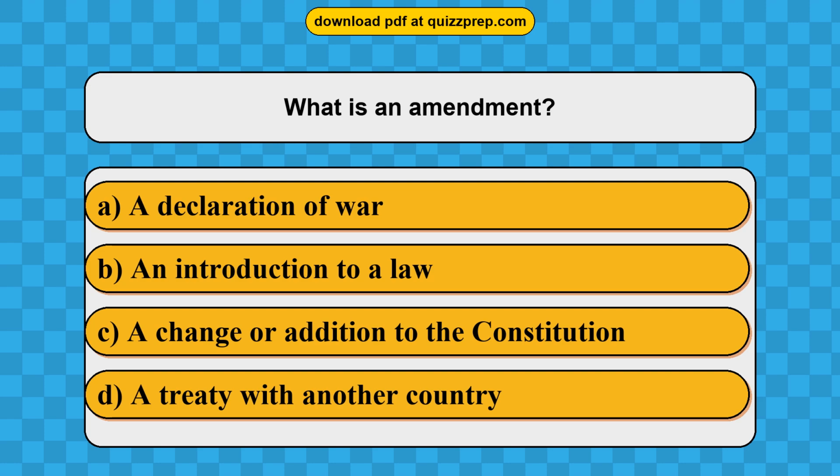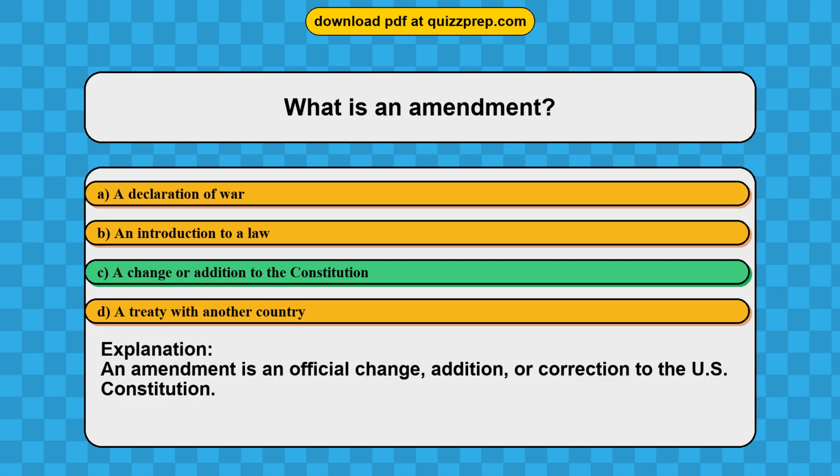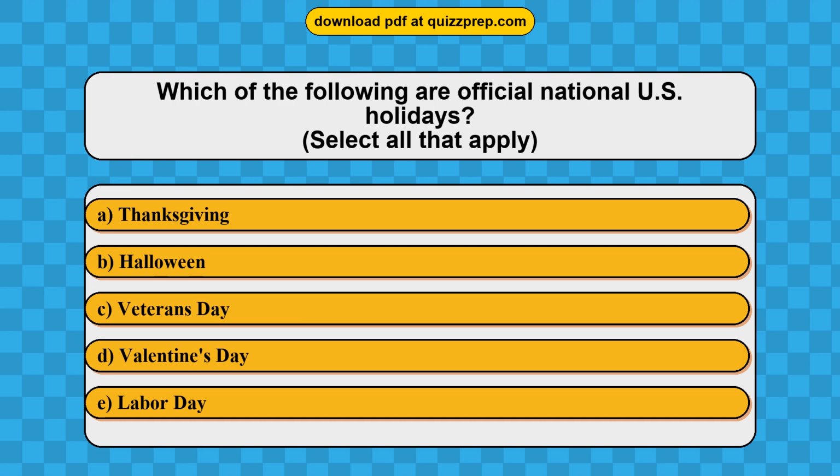Question 82. What is an amendment? Option A. A declaration of war. Option B. An introduction to a law. Option C. A change or addition to the Constitution. Option D. A treaty with another country. The correct answer is option C, a change or addition to the Constitution. An amendment is an official change, addition, or correction to the U.S. Constitution.